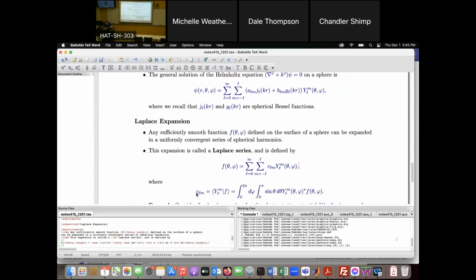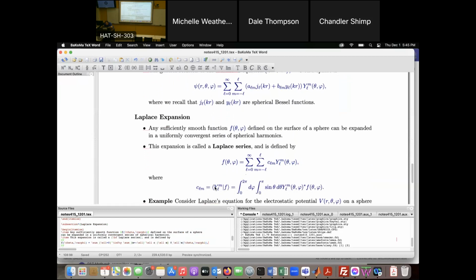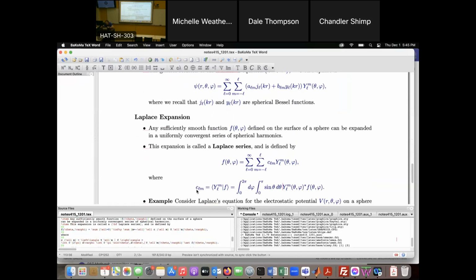So the coefficients are just the scalar products of each spherical harmonic with the function you're expanding. This is a convention that's used in the textbook where your integrand is to the right of your elements of length, like your d phi or d theta. I'm not sure why they write it that way, but for consistency, I went along with it.